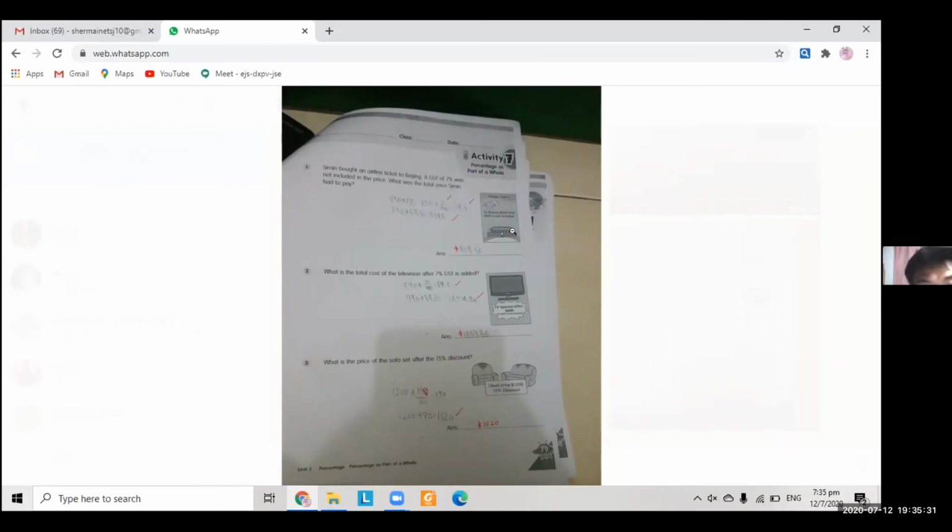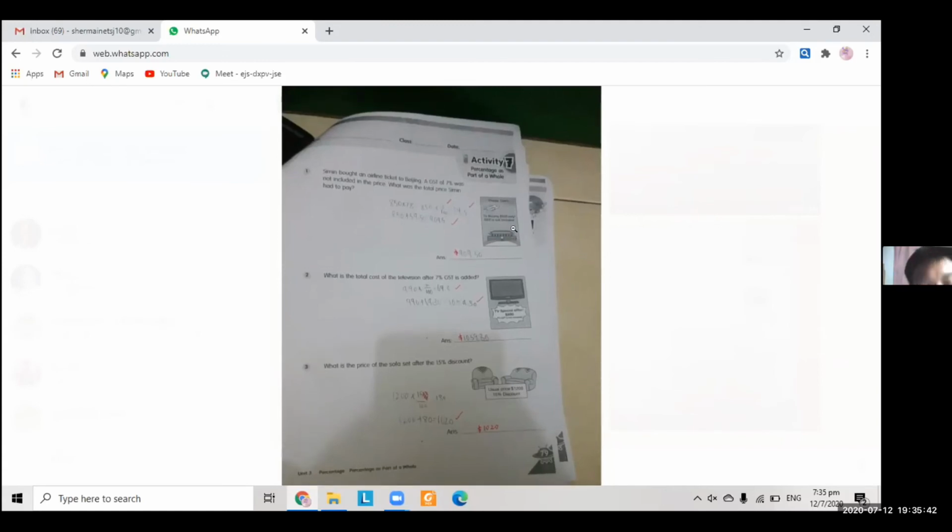You times 7%, it will be included in the GST. That means the answer will be the GST amount. Correct. You times 7%, you will get the GST amount. So once you get the GST amount, which is like 59 point something, right? Yeah. Then can you tell me why you add with the price?